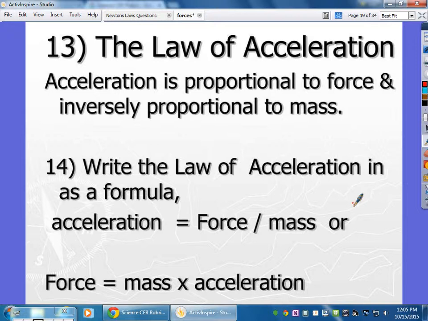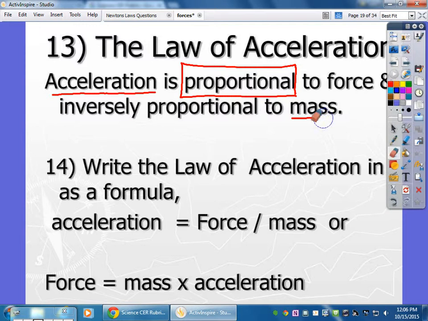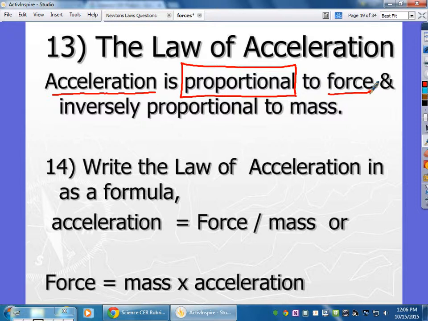It states that acceleration is proportional to mass. Here's the key word: it is proportional to mass. So the word proportional is a mathematic term. It basically means that they do the same thing. So that means that if, excuse me, not acceleration is not proportional to mass, I messed that up. Acceleration is proportional to force. That's correct.